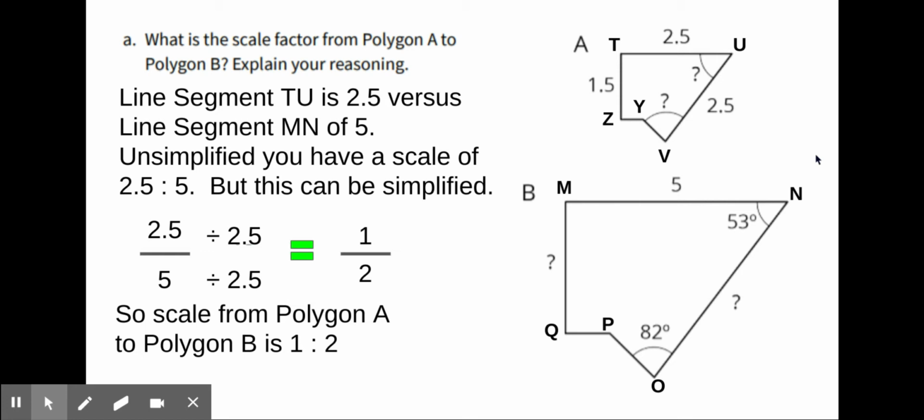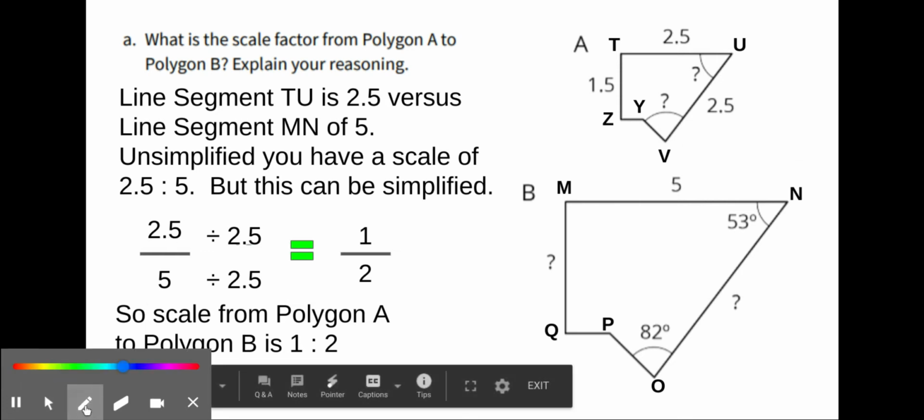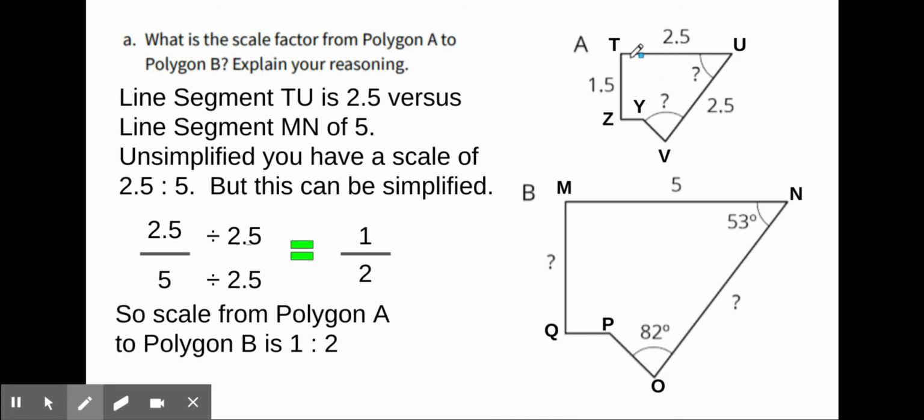Explain your reasoning. Now, when you're seeking that scale factor here, you're going to be looking at things that are in common in terms of what's given to you. So if we look at this, they give you the dimension of TU and they give you the dimension of MN, and you see that one's going from 2.5 to 5. If you think about that, 2.5 to 5, well, you could write that as your scale, 2.5 to 5.